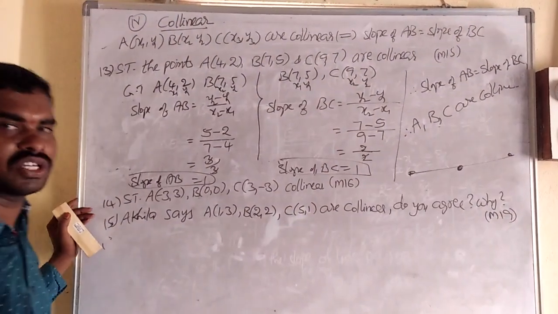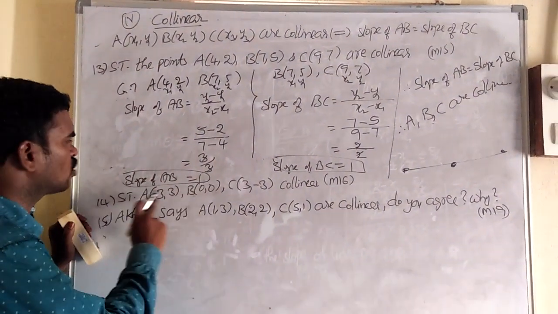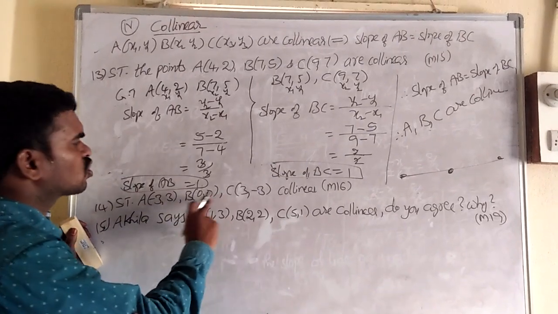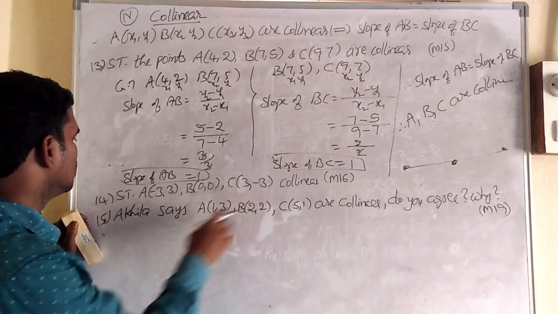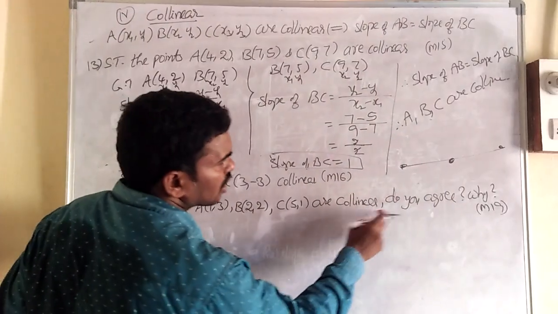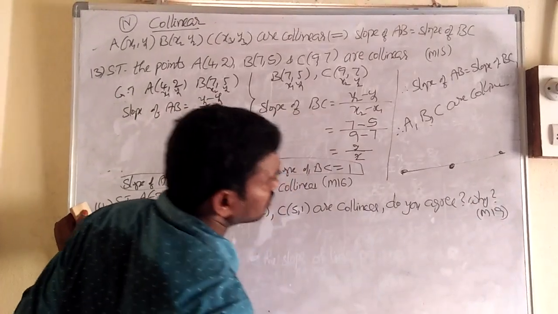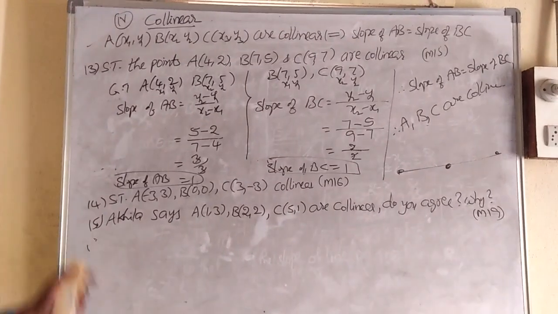Okay, collinear means points that lie on a line. The 14th question is also the same: find the slope of AB and the slope of BC. If you get the same answer, then those are collinear. Aquila says A, B, C are collinear. Do you agree with her, and why? Use the same process and give the solution.